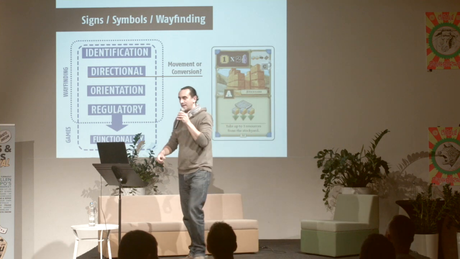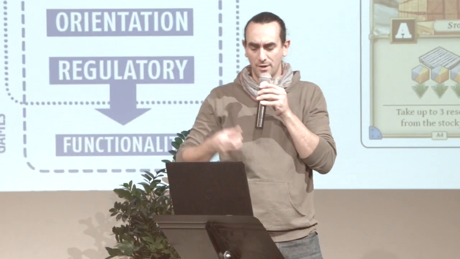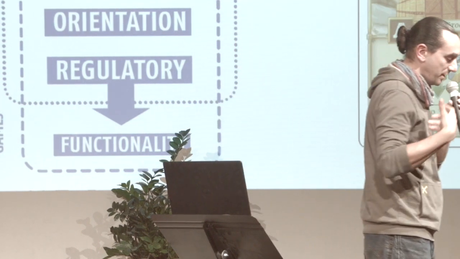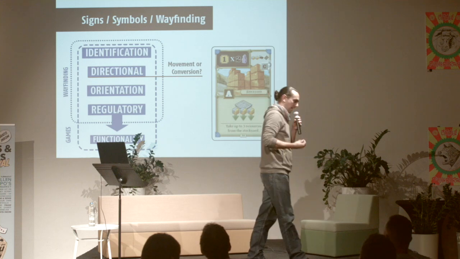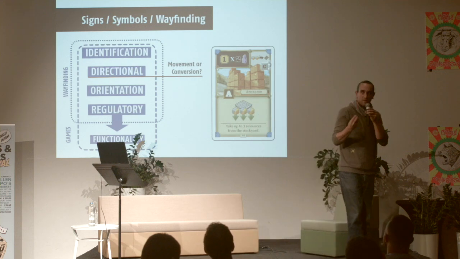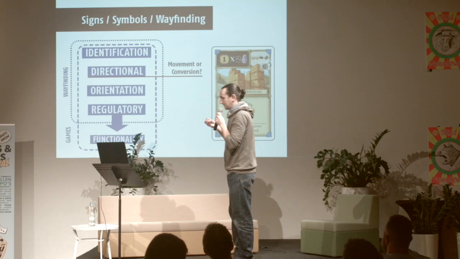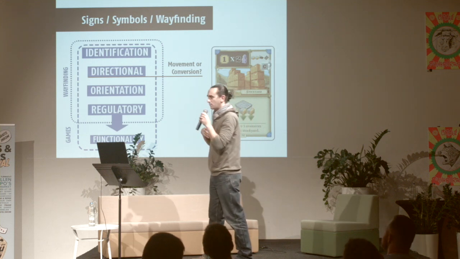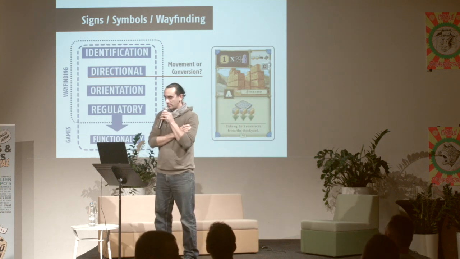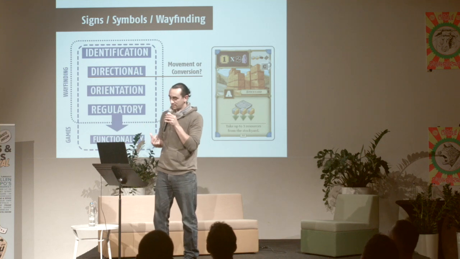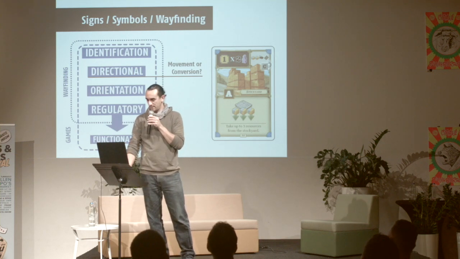And we have then icons that are regulatory, it's called in wayfinding, but I would call it functionality, how the actual effect of a specific piece is visualized. So we have some language here that we can probably map on board games to create a language that we can use to talk about icons, iconography.